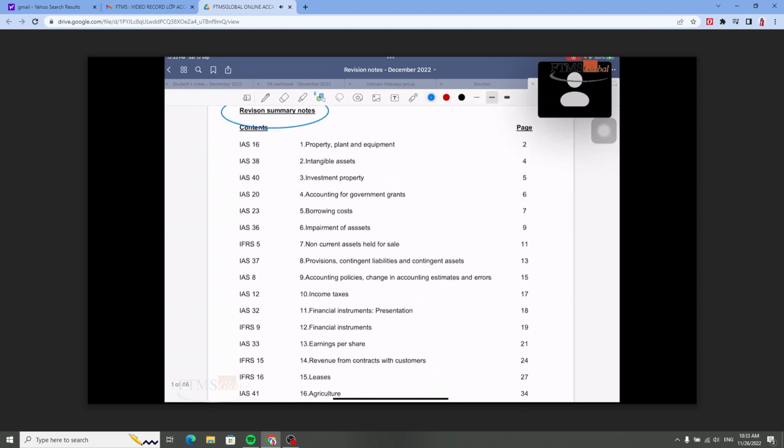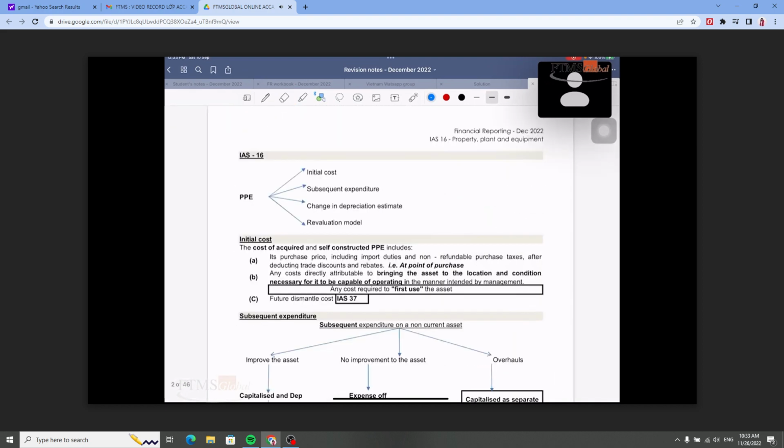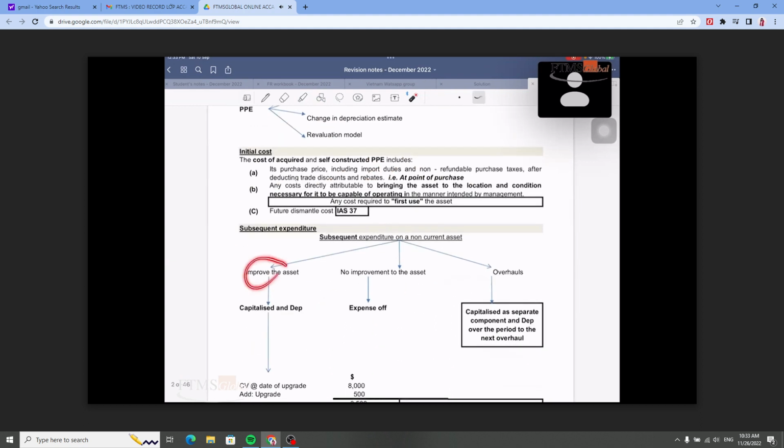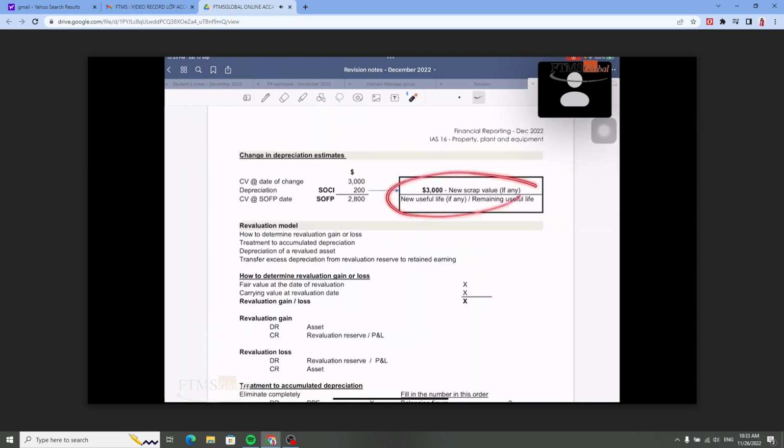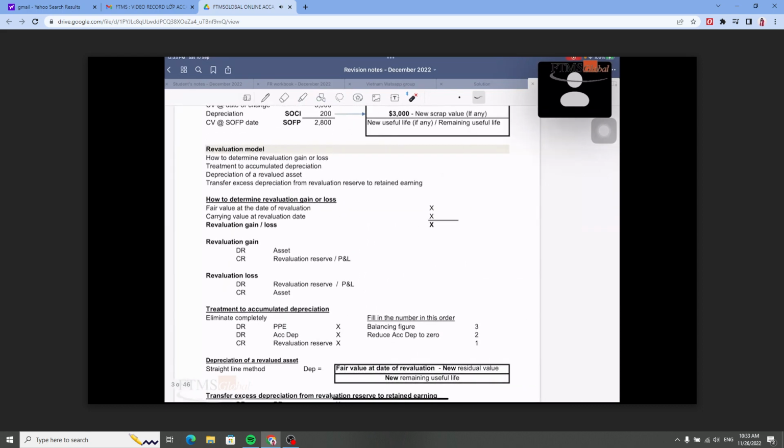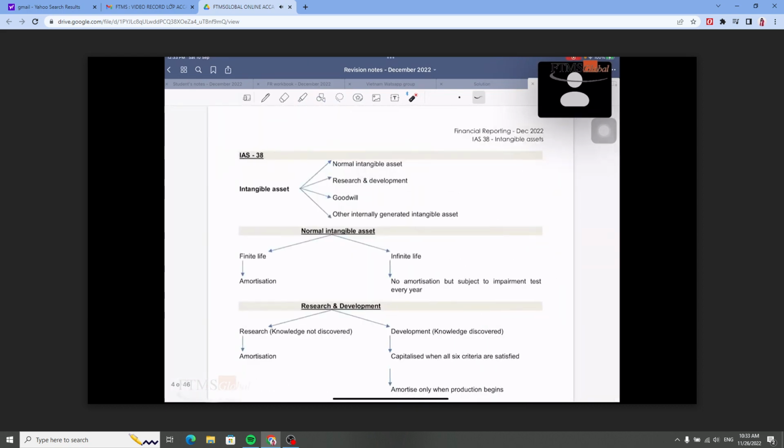You see, I only have 46 pages. So these are the things that I have already identified for you. So if you look at IAS 16, you see, these are the summary points. Initial cost, subsequent measurement, change in depreciation estimate, and revaluation model. So initial cost is ABC. Subsequent expenditure, improve or no improvement. Then next we have the change in depreciation estimate, what I need to do, and revaluation model. Then no more. Do you see? Only 2 pages.